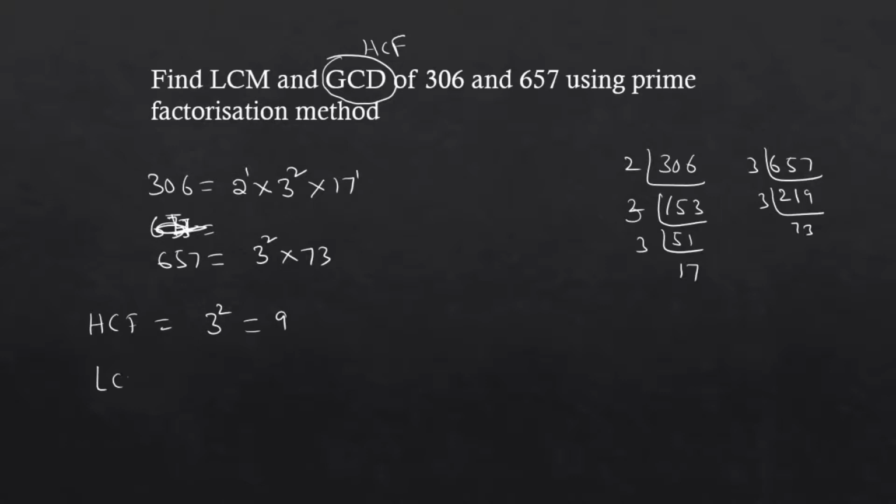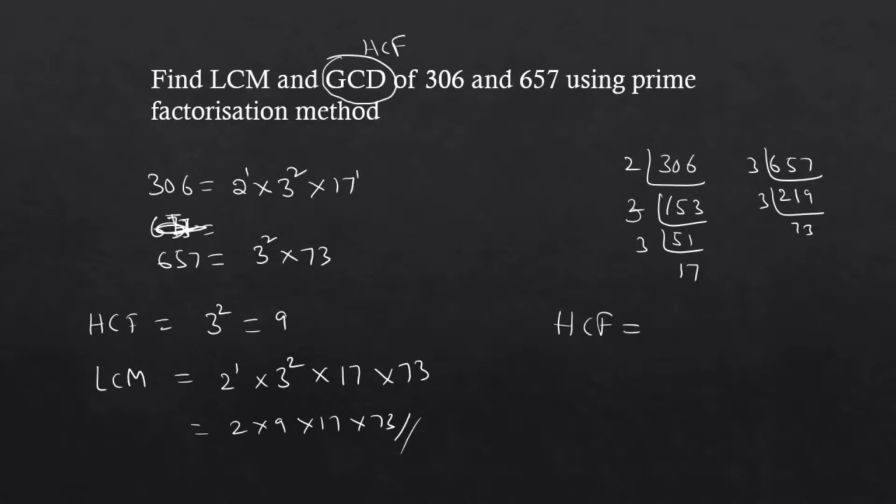But what is LCM? Okay, this is a bit tough. We have to pick each prime factor, but among them the biggest. 2 anywhere? No, only one place, that is 2 power 1. 3 anywhere? Okay, 3 square, 3 square there, but anyway 3 square is bigger. What about the others? 17? Only one 17. 73? Only 73. So you have 2 into 9 into 17 into 73. Multiply it yourself and you will get the LCM. So this is the way to find LCM and HCF of two numbers. Understand? So for HCF, we pick common prime factors, but out of the smaller ones.